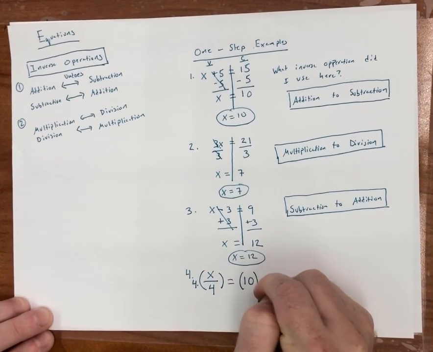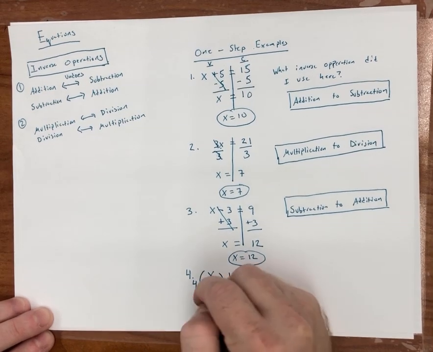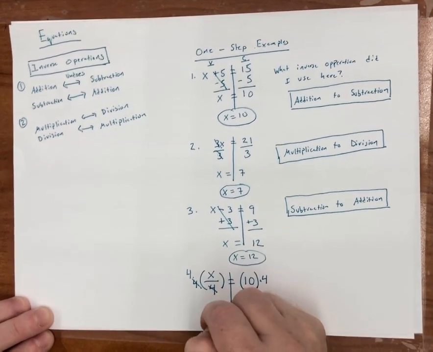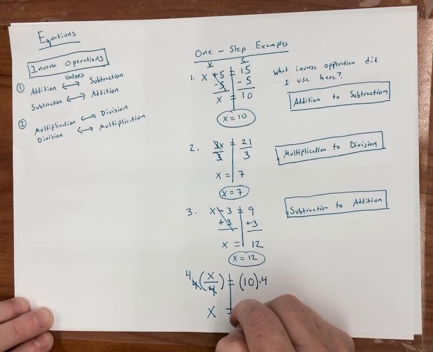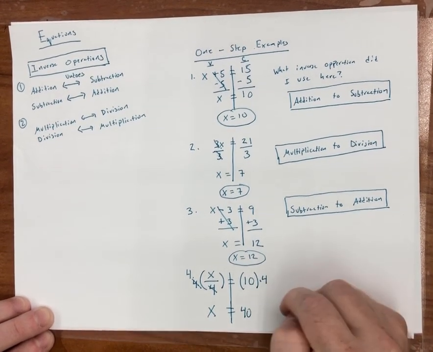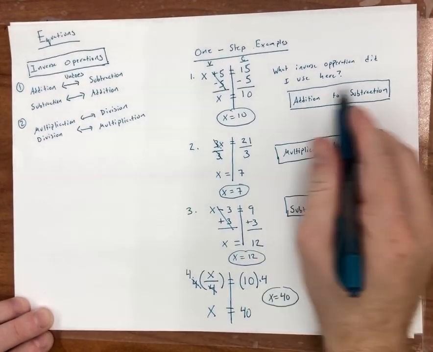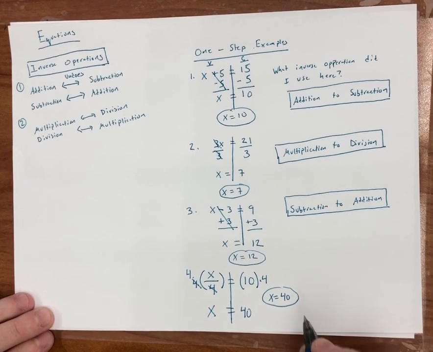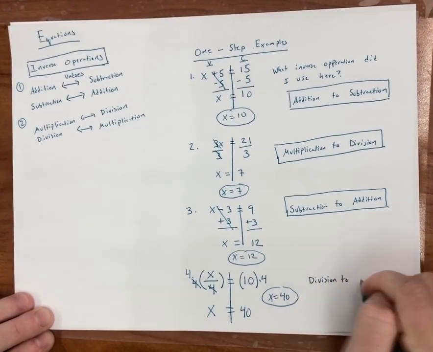What I do to one side, I have to do to the other. Remember drawing a river. 4 times this is going to make these cancel out. So I'm going to get x equals 4 times 10, which is equal to 40. So x equals 40. What inverse operation did I use here? Division to multiplication.